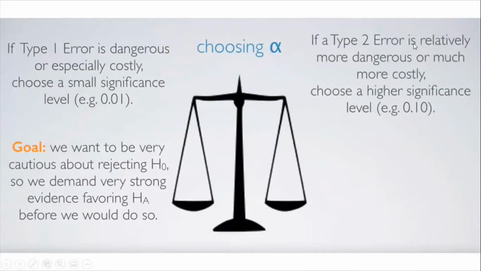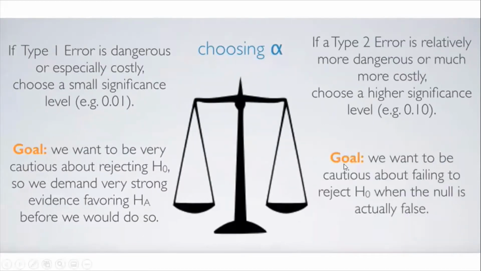Anyway, if your study considers the type 2 error more dangerous, then choose a higher significance level, which is 10%, so we will get a 90% confidence interval. The goal is to be cautious about failing to reject a null hypothesis when the null hypothesis is actually false. But these are the two balances you have to make when you design your study, and based on these, your sample size will be different.